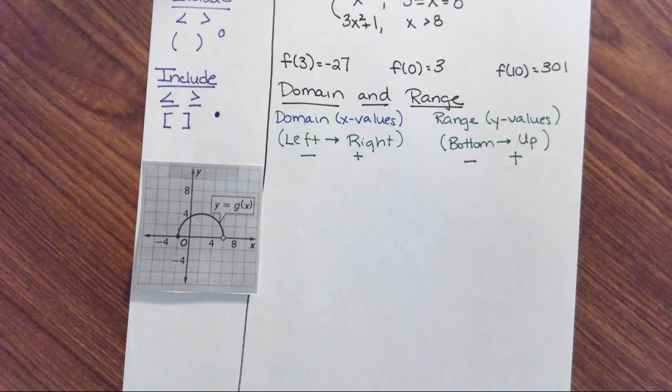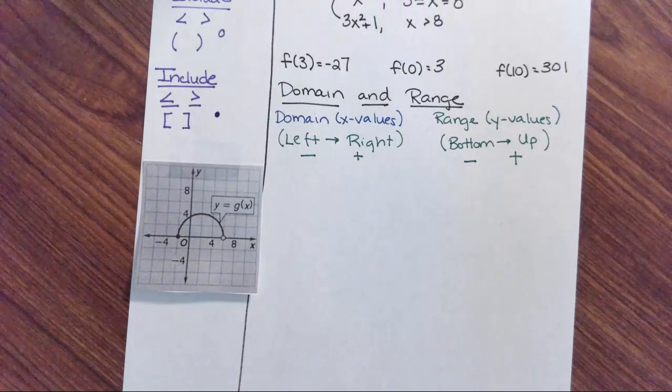Now, here's what I want to do. I want to write the domain and range of this graph. Does everybody understand that? How do you write the domain again? What do you look for? X values. And how do you write the range? Y values. So we're going to look at X and Y values from a graph. Everybody got that?